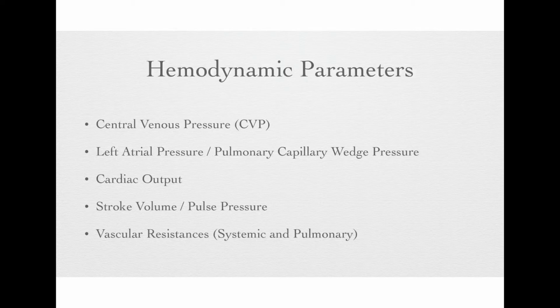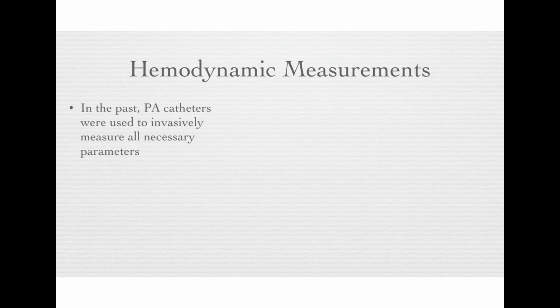So how do we measure these? Well, historically, these measurements were made using a device called a pulmonary artery catheter, or a Swan-Ganz catheter. And this was an invasive procedure which did give all of these parameters that we mentioned before, but could also lead to significant complications as a result of being an invasive procedure.